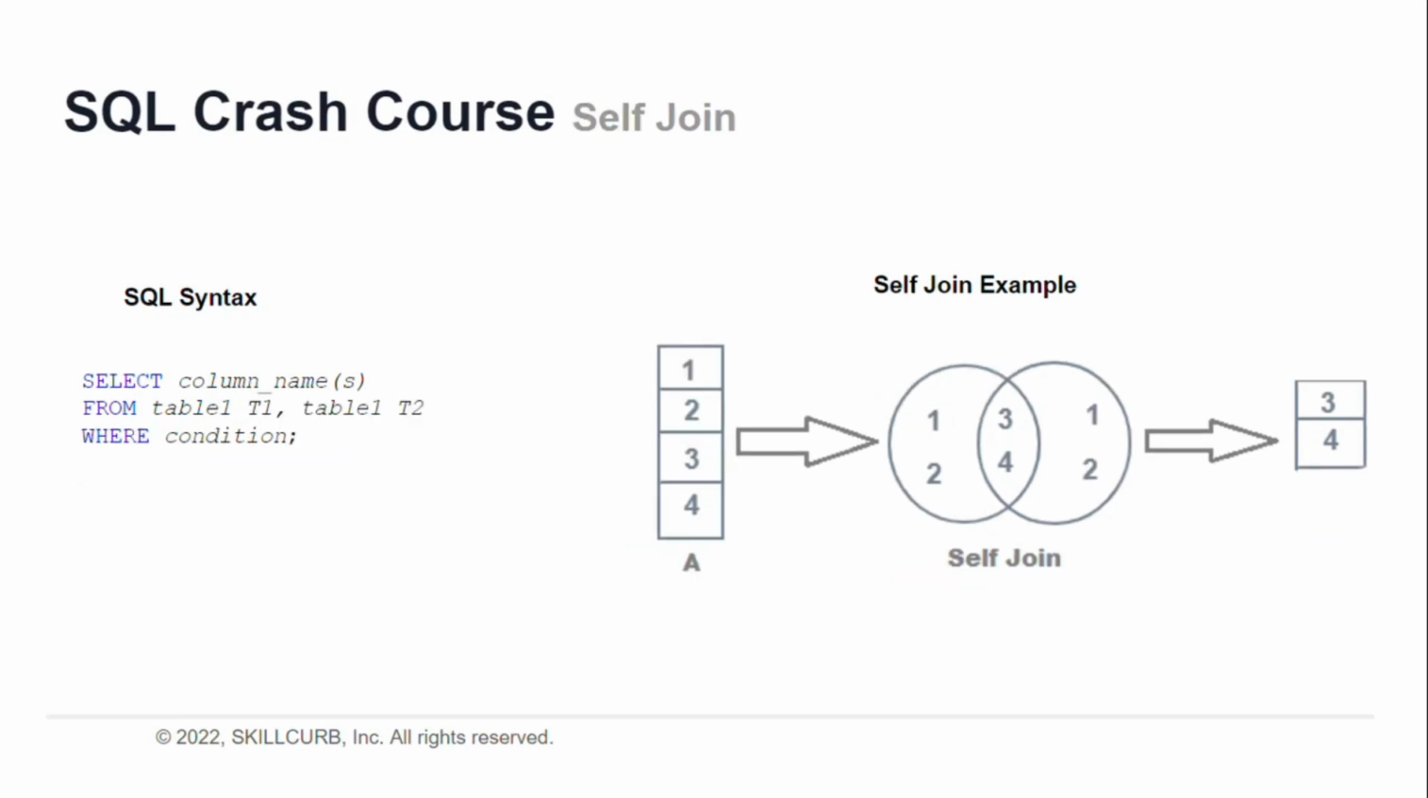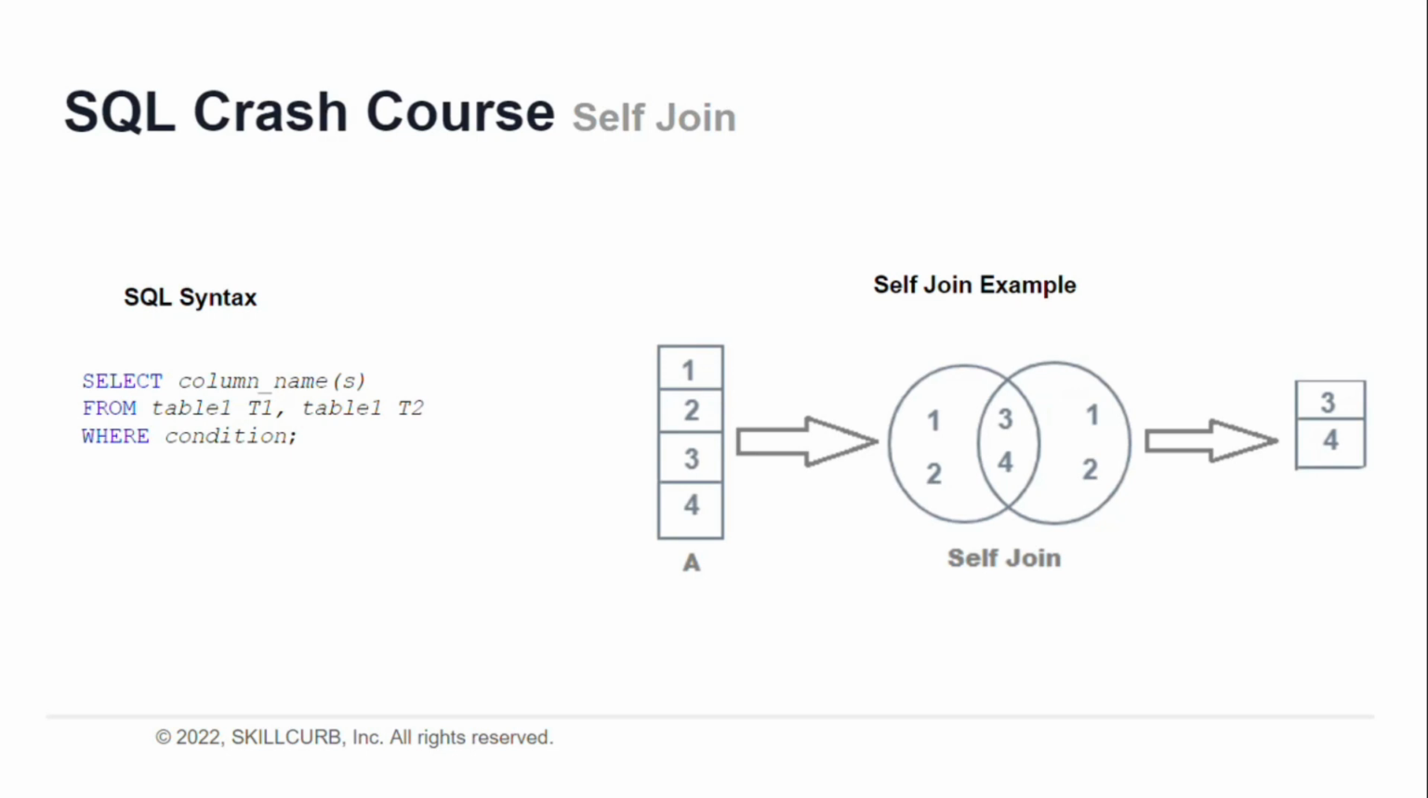The fourth type of join is the self join. As the name suggests, the self join joins a table to itself. In order to use self join, the table must contain a column that acts as a primary key and a different column that stores values that can be matched up with the values in the first column. The syntax for self join is given below.